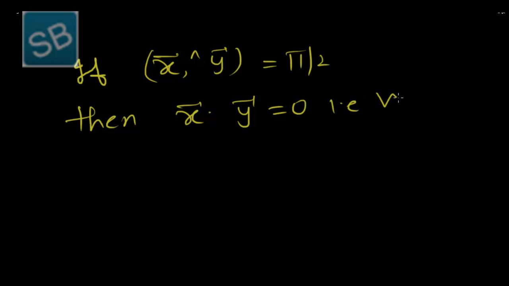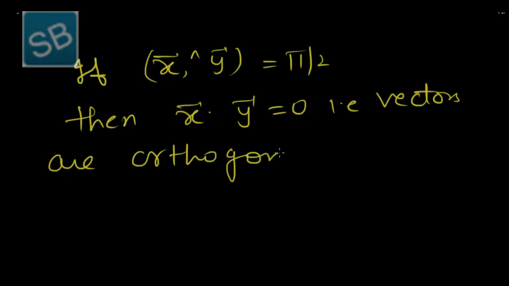That is, vectors are orthogonal. So this was a necessary and sufficient condition to prove two vectors to be orthogonal. So if we find the dot product of two vectors and it comes out to be 0, then the two vectors are orthogonal. Now next is theorem 6.7.